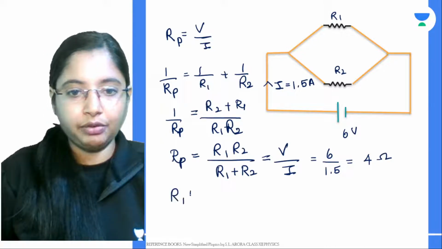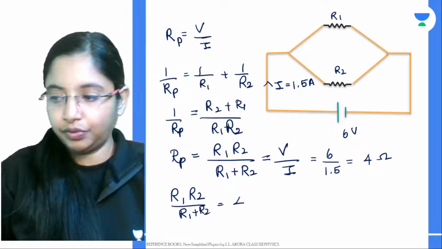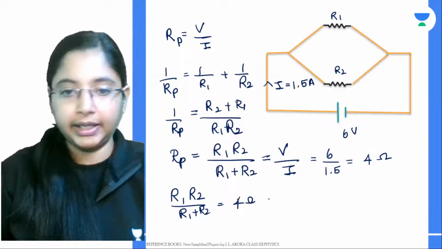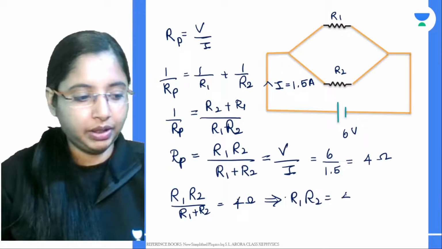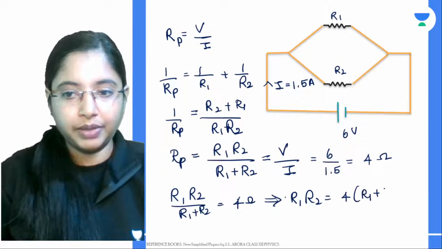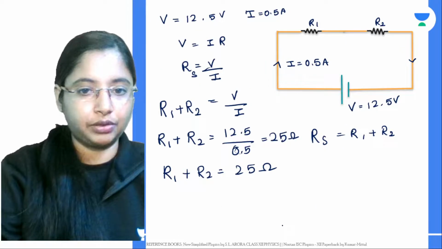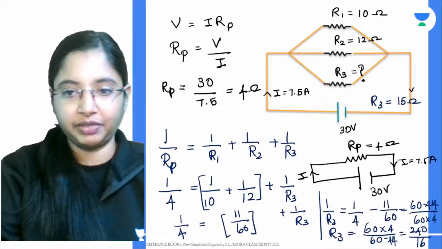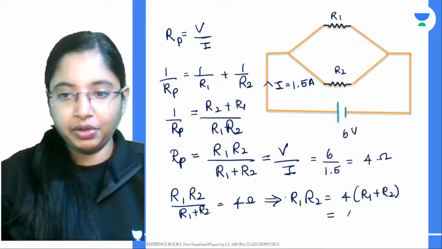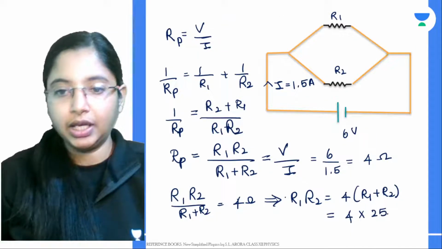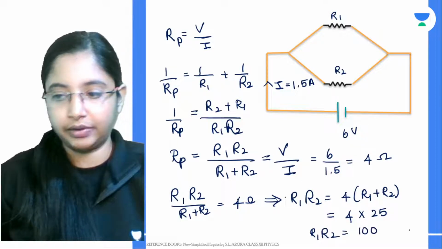That is R1 R2 divided by R1 plus R2 is equal to 4 ohms, right? Now, from here we can say R1 R2 is nothing but 4 into R1 plus R2. We know the value of R1 plus R2, 25 ohms. We have seen this in the previous case. So this will be 4 into 25, and in this case R1 R2 has a value of 100.